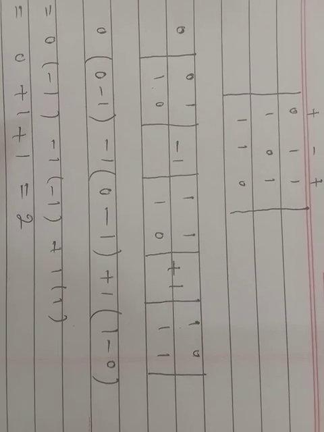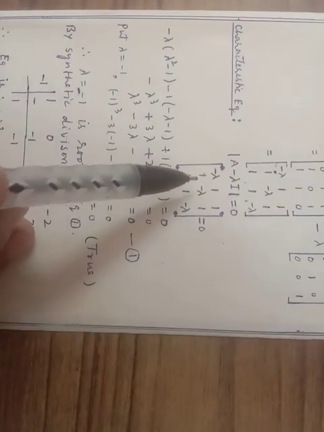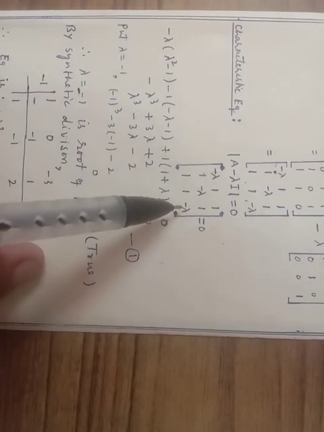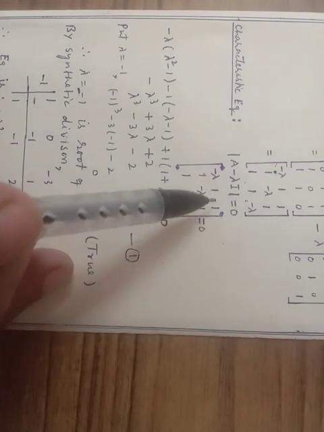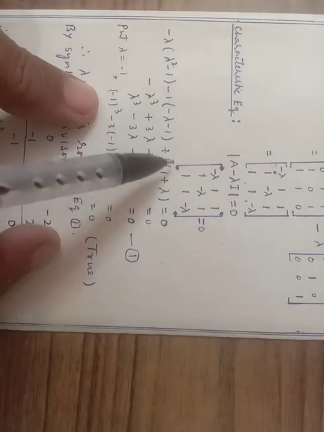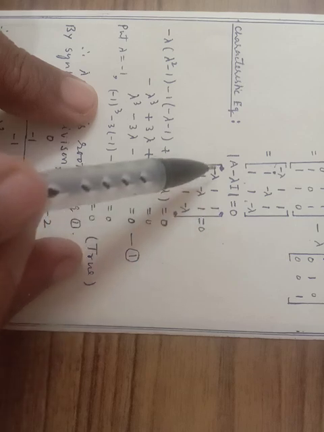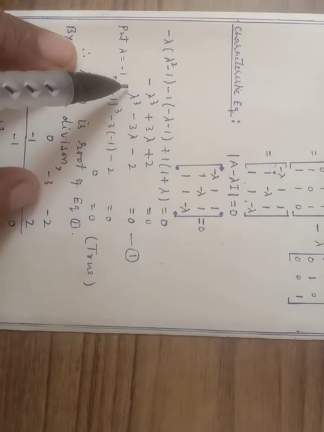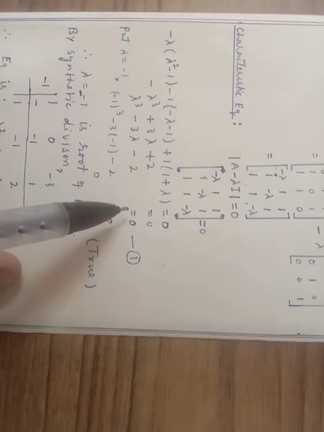Now here, this determinant is solved by R1. Minus lambda times this into this, lambda square minus 1, leave this row and this column. Then minus 1 times (1 into minus lambda minus 1), plus 1 times (1 plus lambda). This is the equation. Dividing by the minus sign, the equation becomes lambda cube minus 3 lambda minus 2 equal to 0.